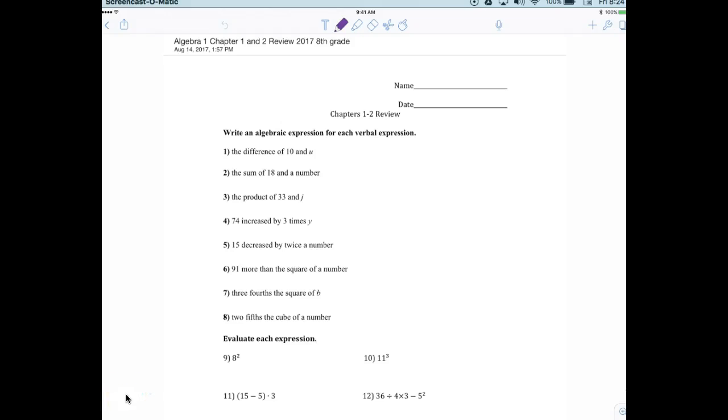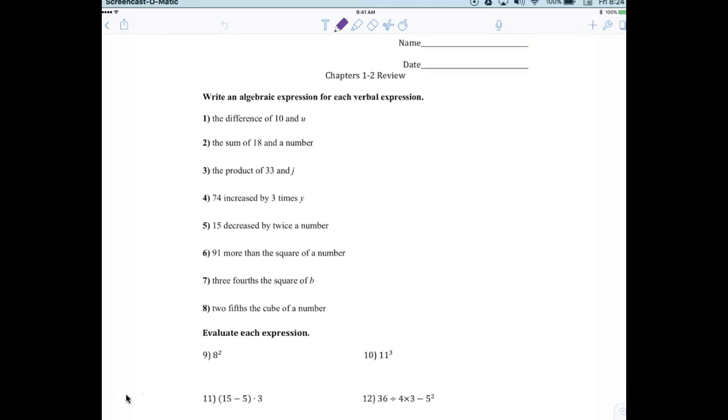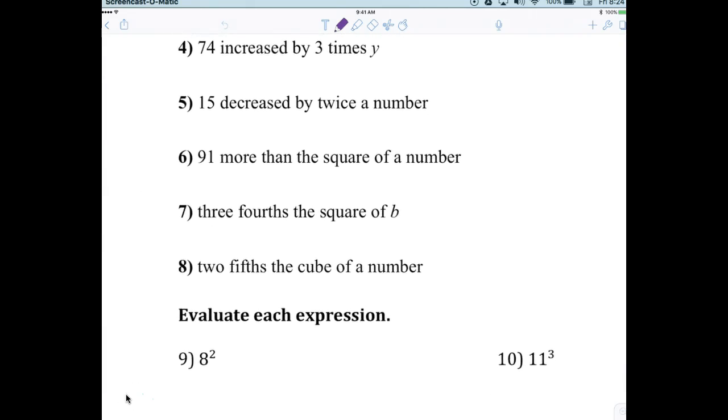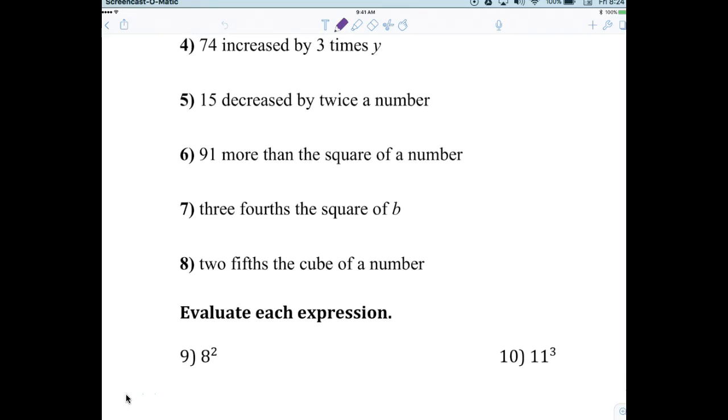Okay, so this again is just a review of what you were supposed to finish over the summer. All right, so it shouldn't be anything new. You should be pretty good at it. Now on the first page, I'm trying to see number 6. Here's what I want to talk to you about, number 6.